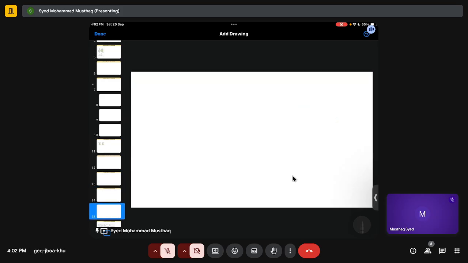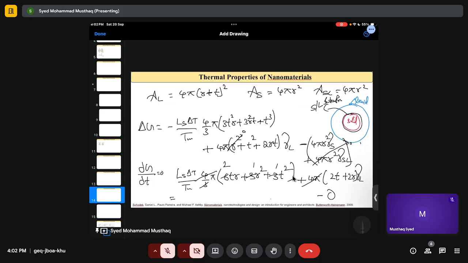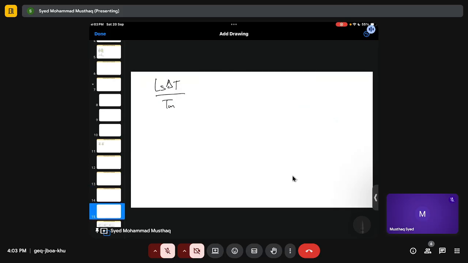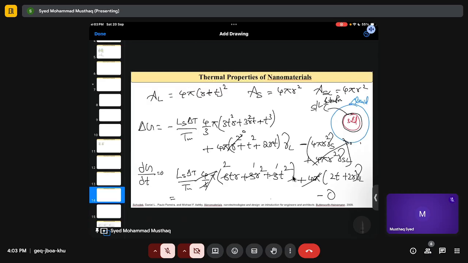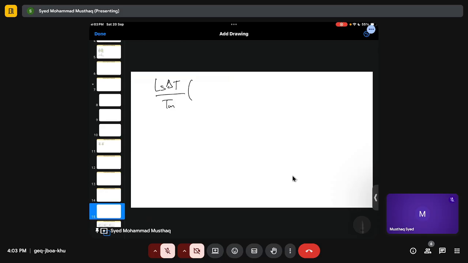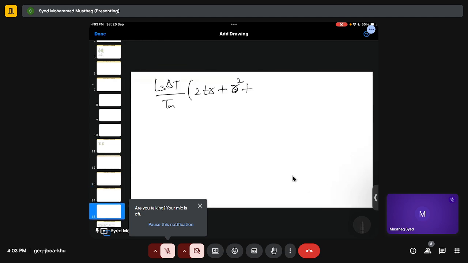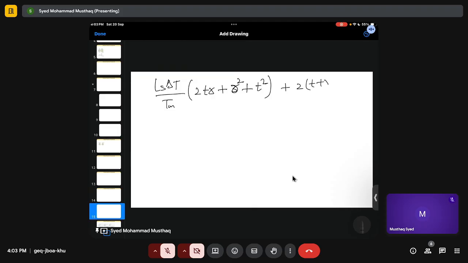So finally I will have Ls delta T upon Tm. Pi also is gone, right? You can take out pi as common. Then I have 2tr plus, no, there is no 3, this is r square plus t square, plus, if I take 2 common, it will be t plus r, that is gamma l.